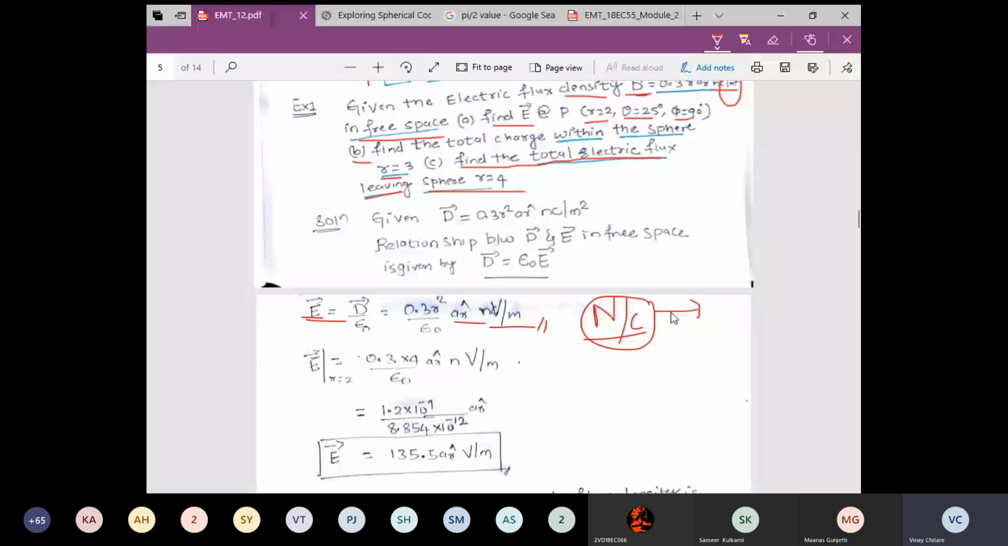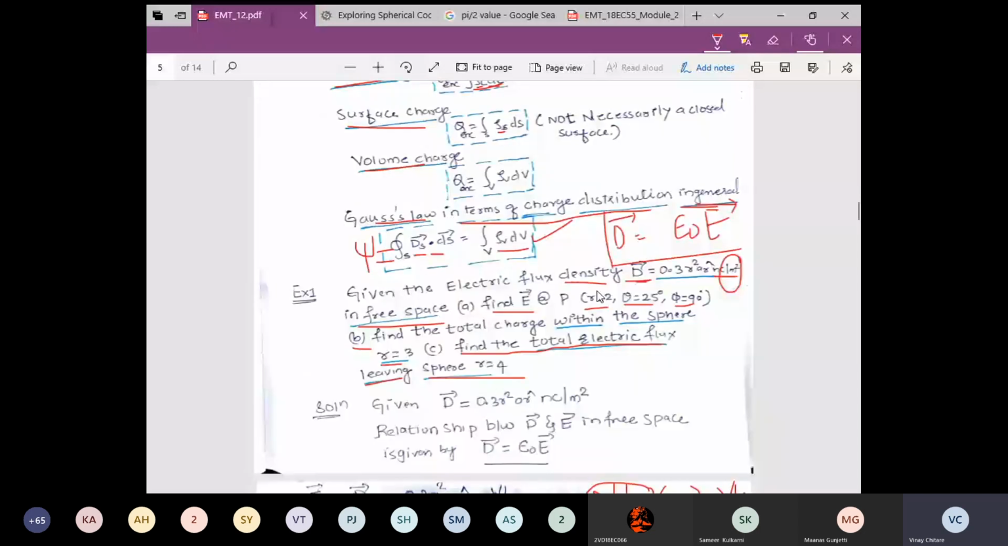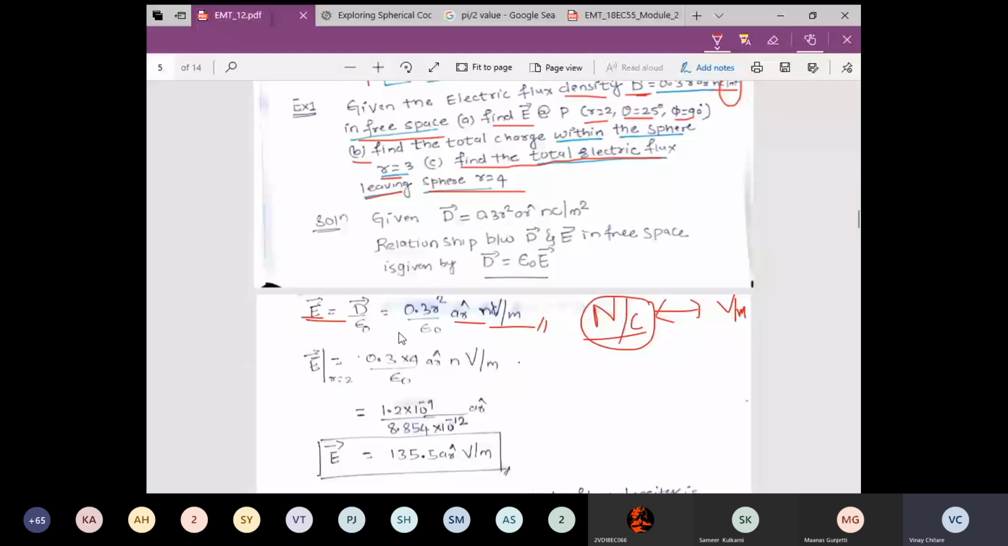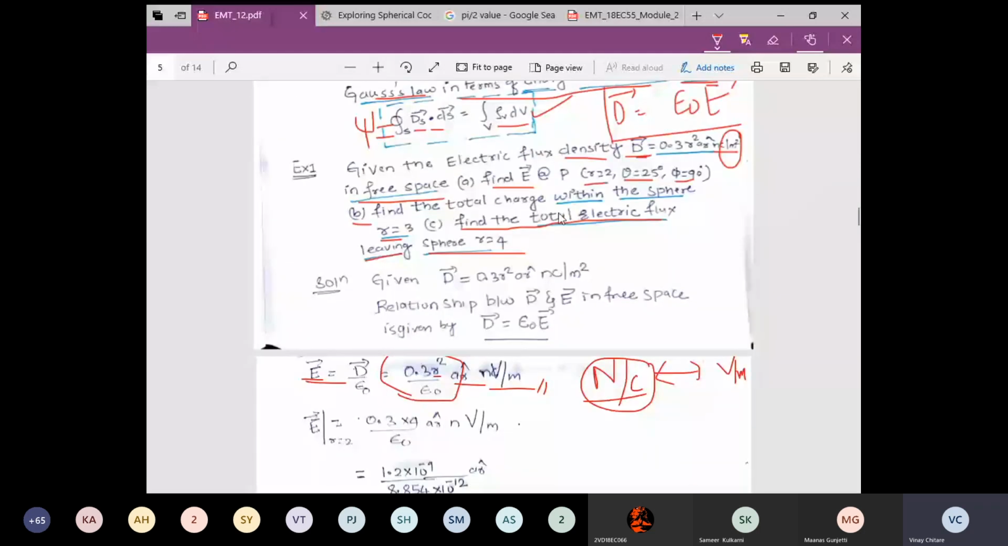Very often we use the volt per meter as a unit for electric field. Okay, so now we need to find the electric field at a given point, that is r equal to 2, theta equal to 25, and phi equal to 90 degrees. But you could see that the electric field has dependency on only r. So we can substitute the given value of r as 2.